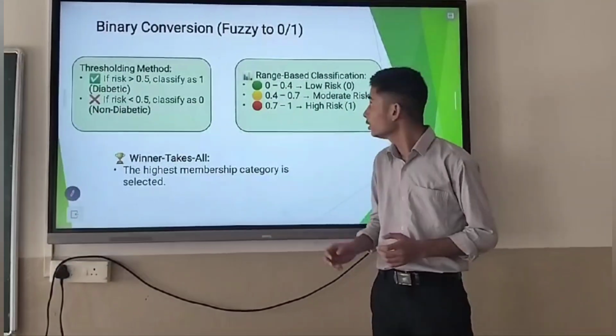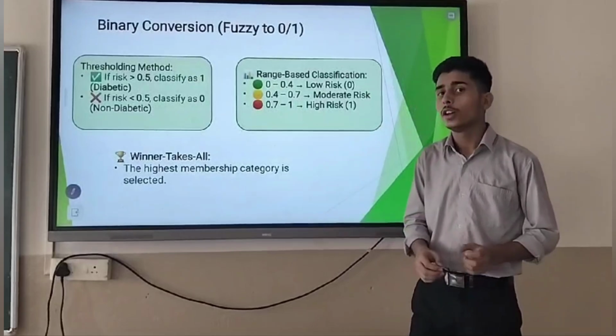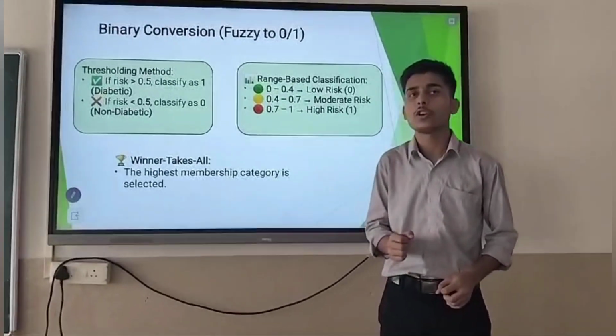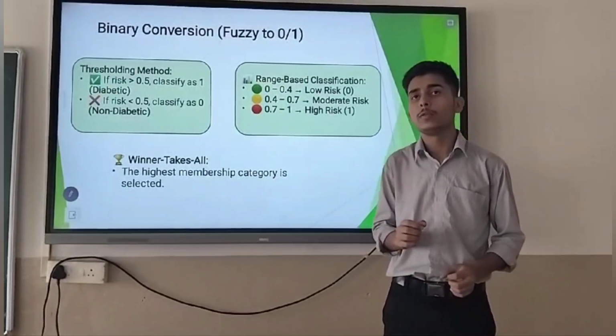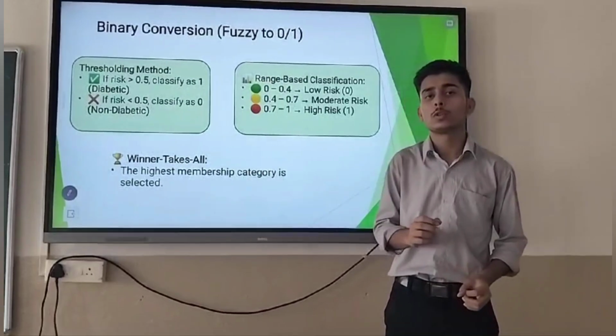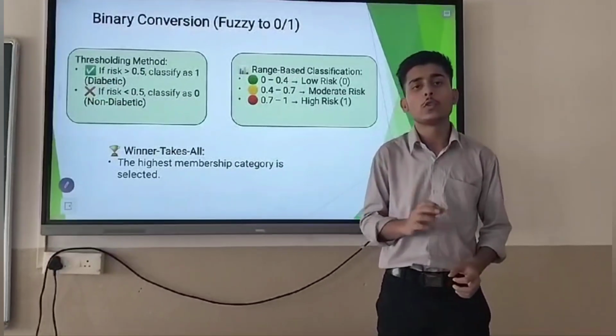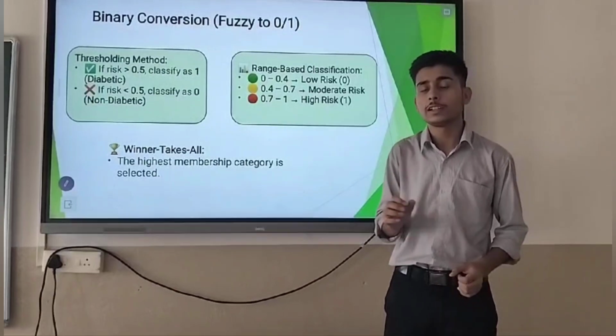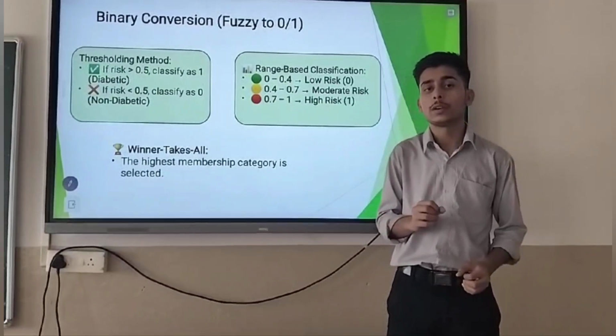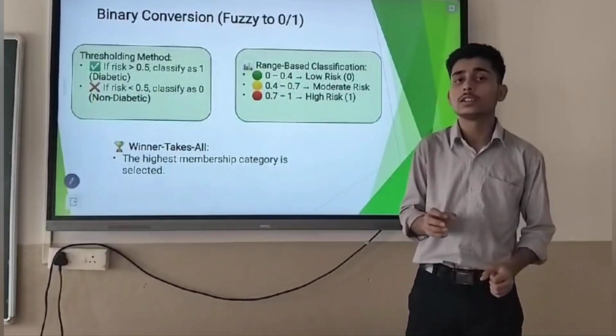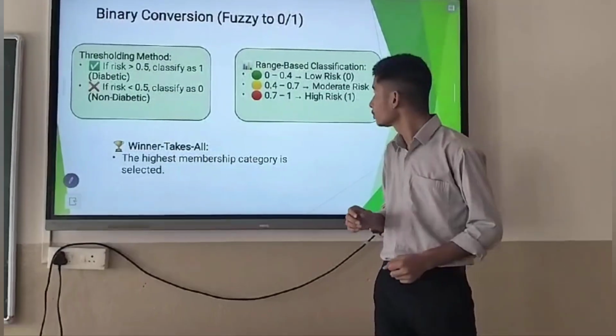Second method for it is range-based classification. For example, on the scale of 0 to 1, we will mark the range from 0 to 0.4 as low risk, from 0.4 to 0.7 as moderate risk, and from 0.7 to 1 as high risk, that is a person is highly diabetic.